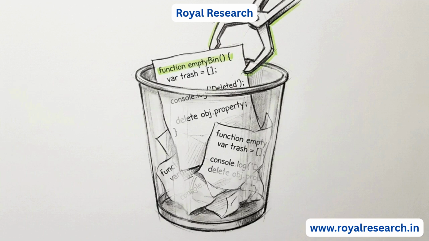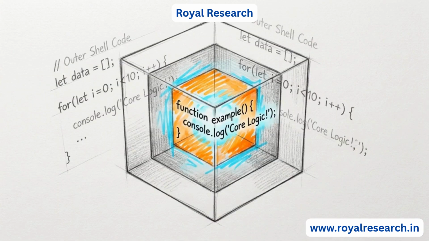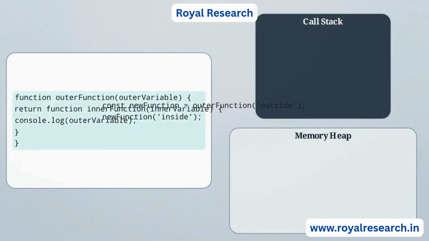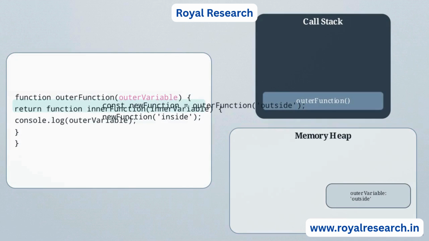JavaScript follows a strict memory management rule. When a standard function finishes executing, its local variables are marked for garbage collection. The lexical closure is the primary exception to this rule, allowing a function to capture its creation environment. In the Royal Research outer function code block, the outer variable is declared within the initial scope. The outer function returns the inner function block, which is then assigned to the new function variable.